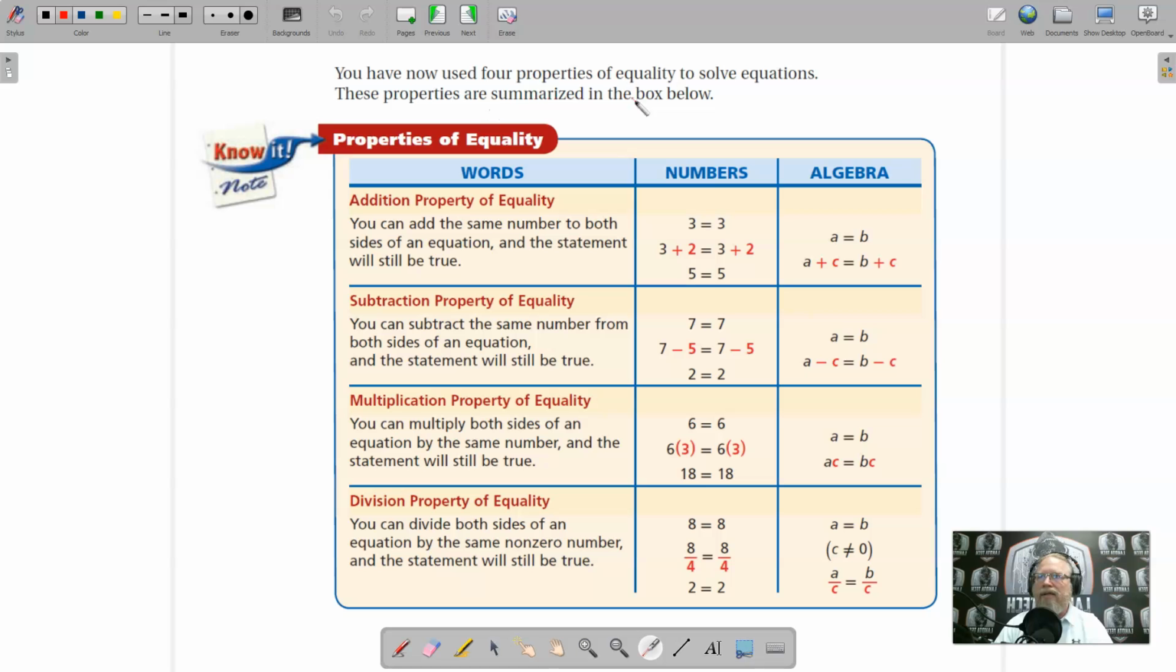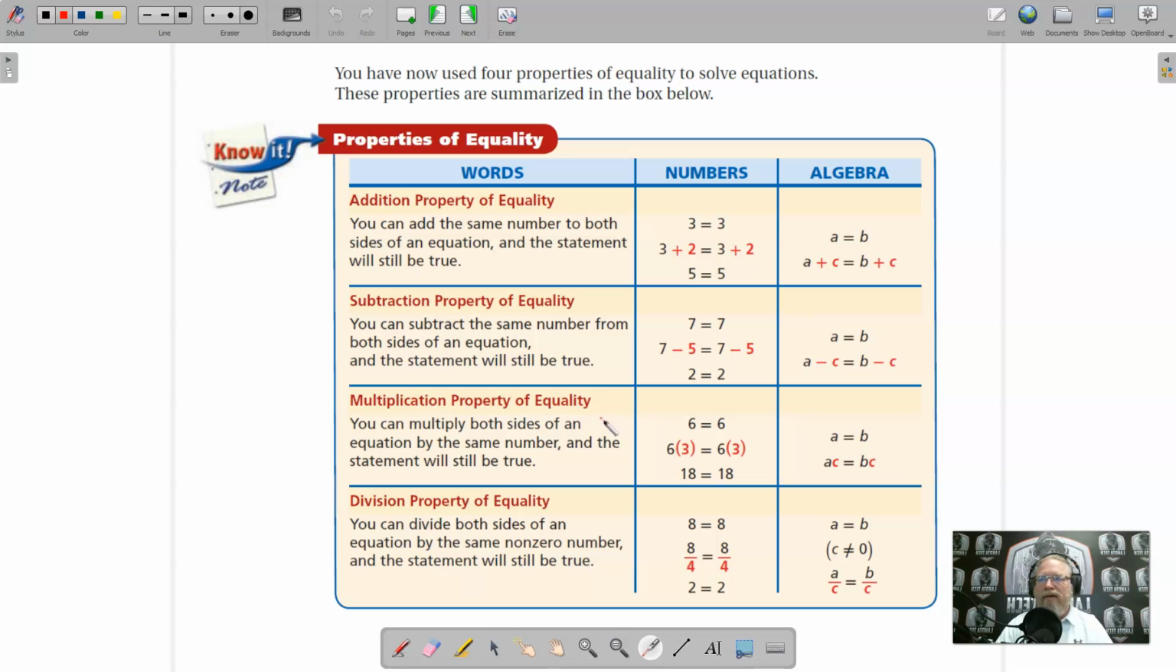These properties are summarized in the box below. So we have the addition property of equality. It basically says if you add something to one side and also add it to the other side, then the equation remains equal. Subtraction property of equality. If you subtract something from one side, as long as you subtract the same amount from the other side, then you still have an equal statement.